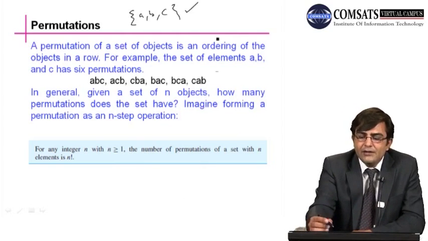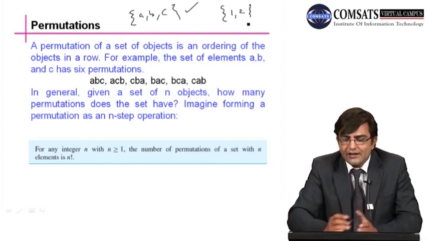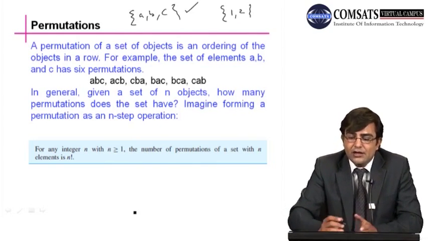If you have a set of 2 elements, for example 1, 2, then how many ways are there we can arrange or order these 2 elements of this set?